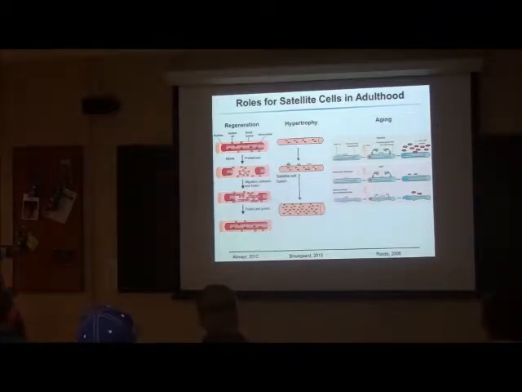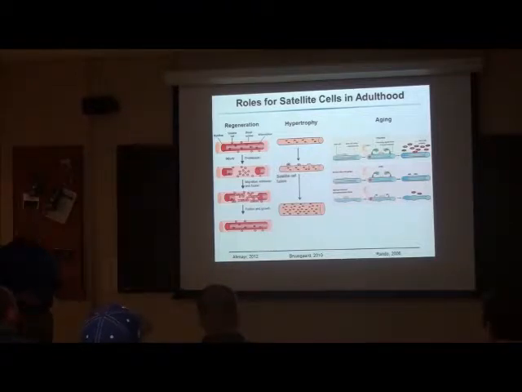And then with aging, the thought here is, as you get older, you lose muscle mass, sarcopenia. People have believed that as you get older, you lose the stem cell population, which they have thought is necessary for the maintenance of muscle as you get older. So as you lose those stem cells, they can't help maintain the muscle, and the muscle gets smaller.